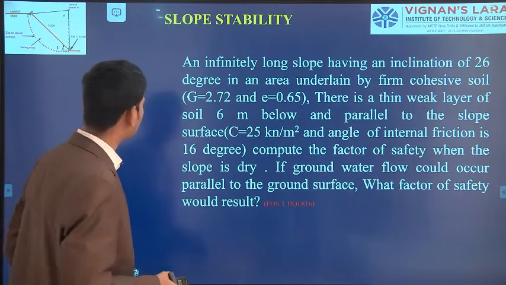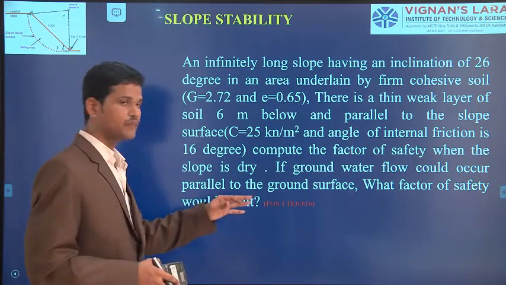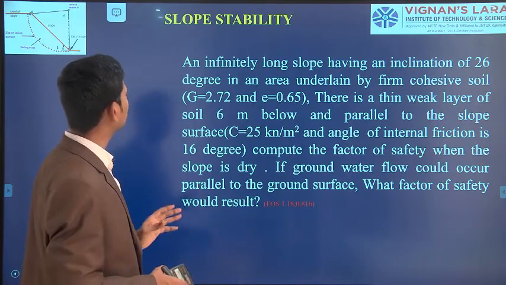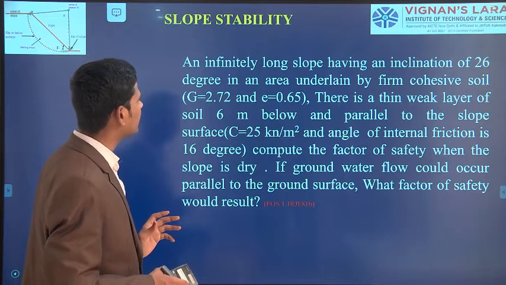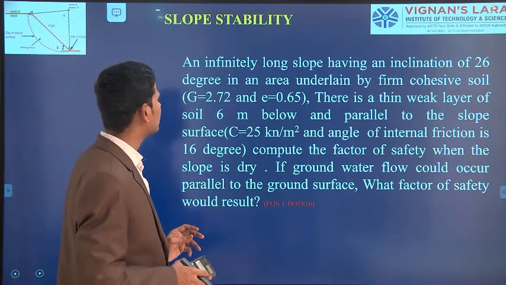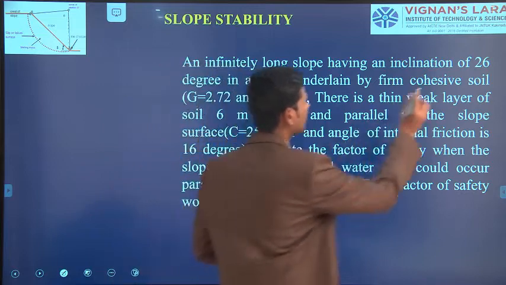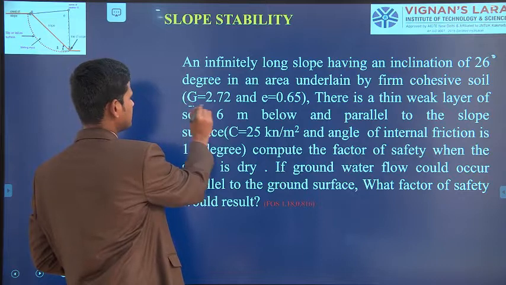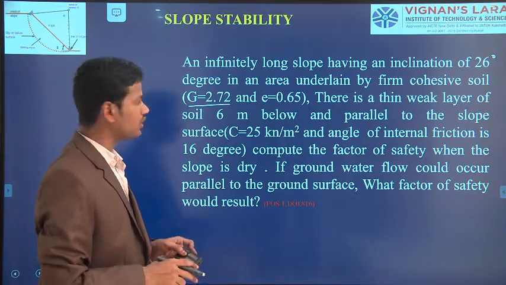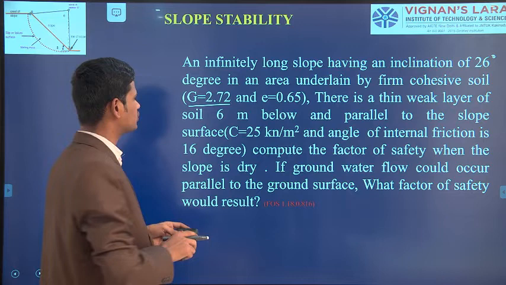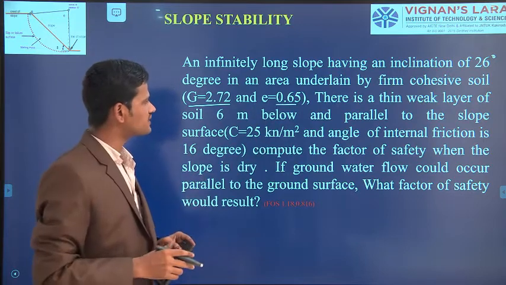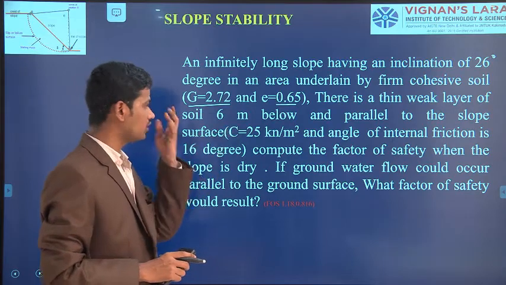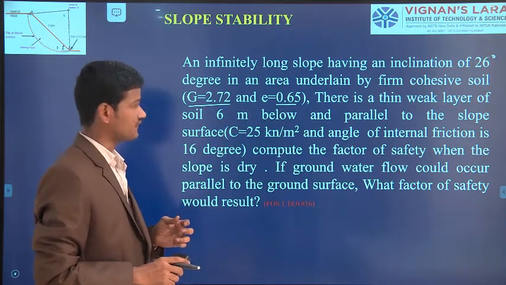And this is the problem. One more problem I am reading here. The problem is an infinitely long slope having an inclination of 20 degrees in an underlying firm cohesive soil, where the soil has specific gravity G equal to 2.72 and void ratio e equal to 0.65. There is a thin weak layer of soil 6 meters below and parallel to the slope surface.